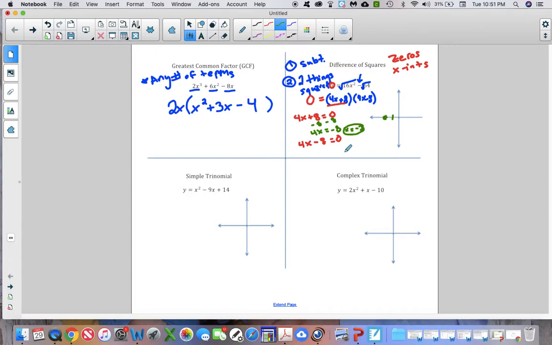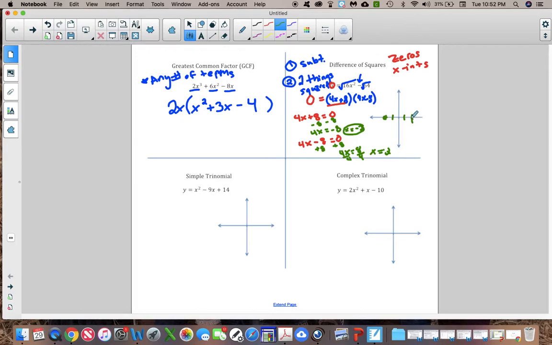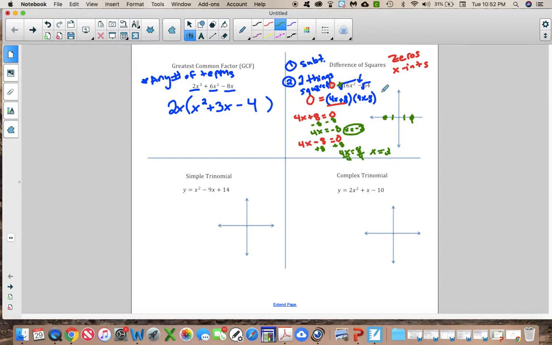Okay, and then I also have, if I add 8 to both sides, plus 8 plus 8, 4x is going to be equal to positive 8. And if I divide by 4, x is equal to positive 2. So I'll also have a positive 2 on this side and I'll have my dot there, okay? So those are going to be the two places where my parabola is going to cross, and because this is a positive 16x squared, he's going to be a smiley face. He's going to look like this, okay?